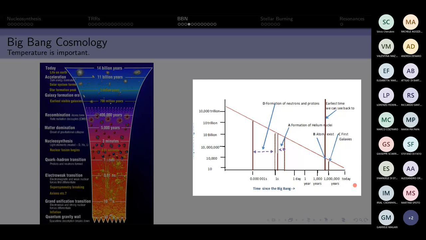Okay. See the slide? The earliest time we can see back, that's when atoms were made. That's as far back as we can see optically. If we were to look at nuclear abundances, we could see back to when nuclei were made. And so temperature versus that. Keep this in mind, because this is particularly interesting.